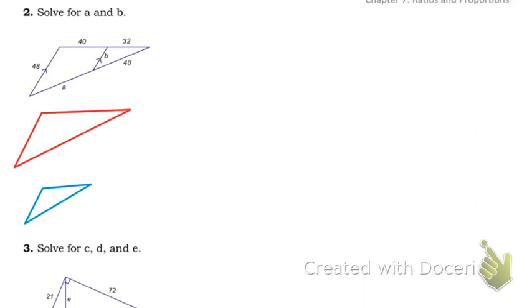So that big red triangle has a 48 on one side. It has a 40 plus 32, so that's going to be 72 on the top. And on the bottom angle, we have A plus 40. I can't reduce it to any more than A plus 40. On this small triangle, we have B here. Then the top was 32. And then the long arm of the law was 40 units.